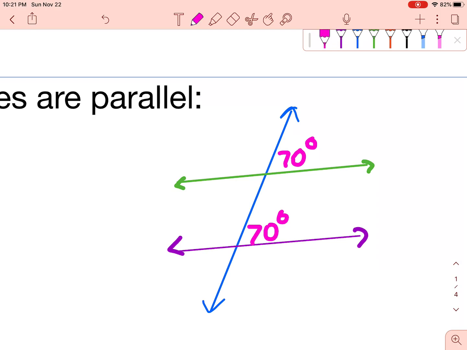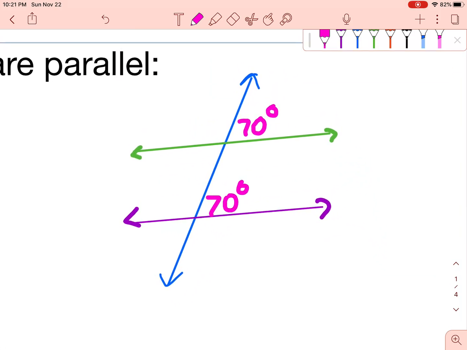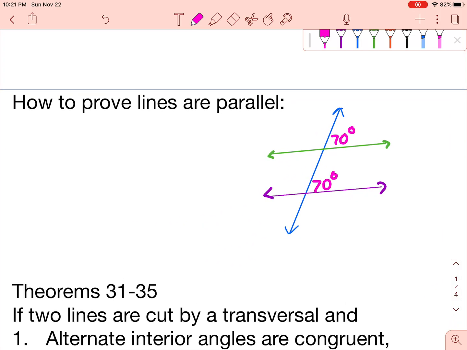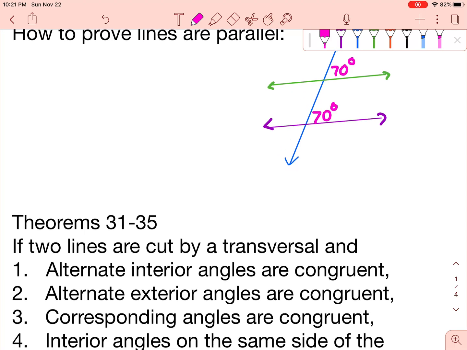You can see there are no longer parallel tick marks. Oh, look, that's crazy. How do we know that these are parallel? I don't see the tick marks. Well, we have theorem 31. Here are all of the different ways that we can prove lines are parallel.